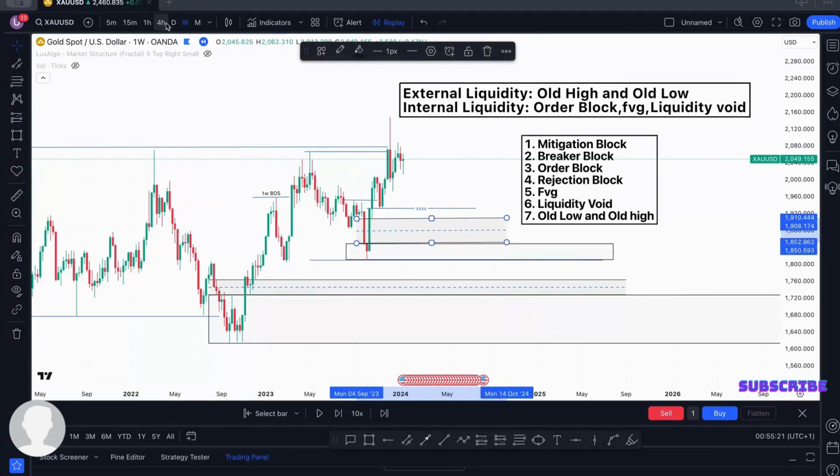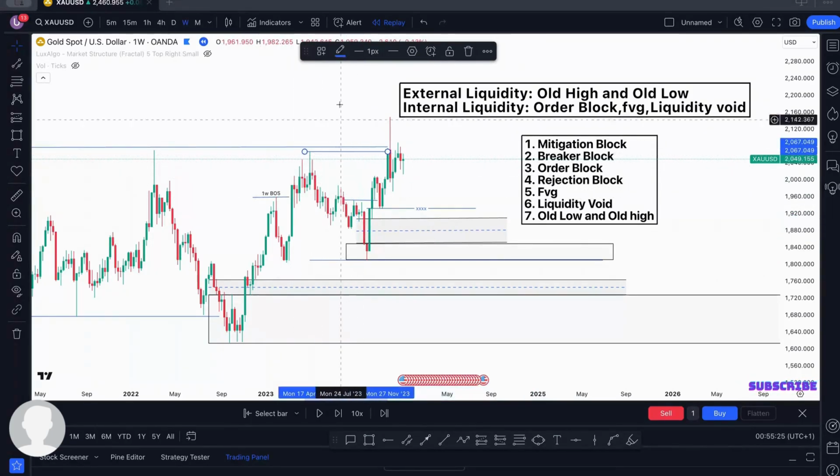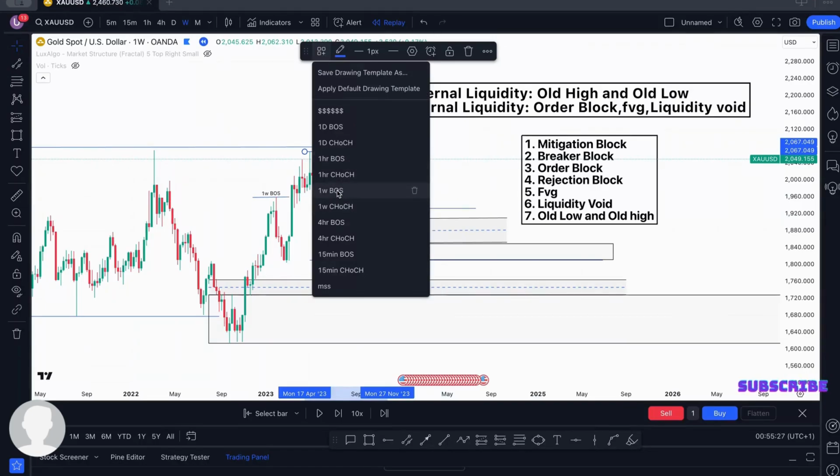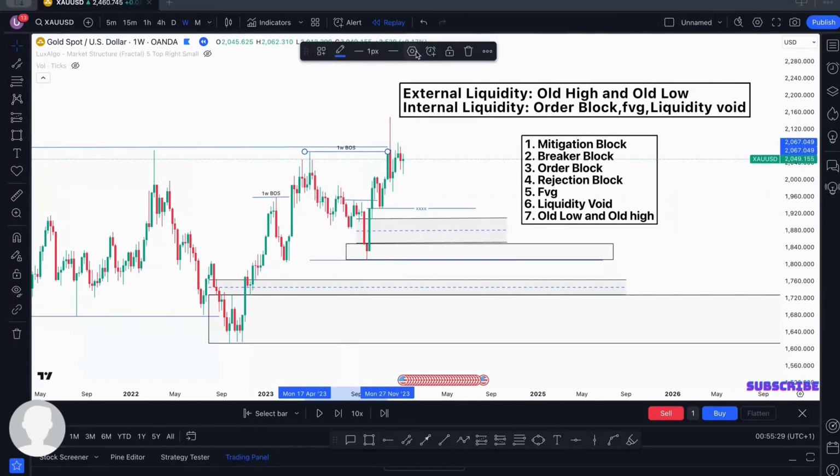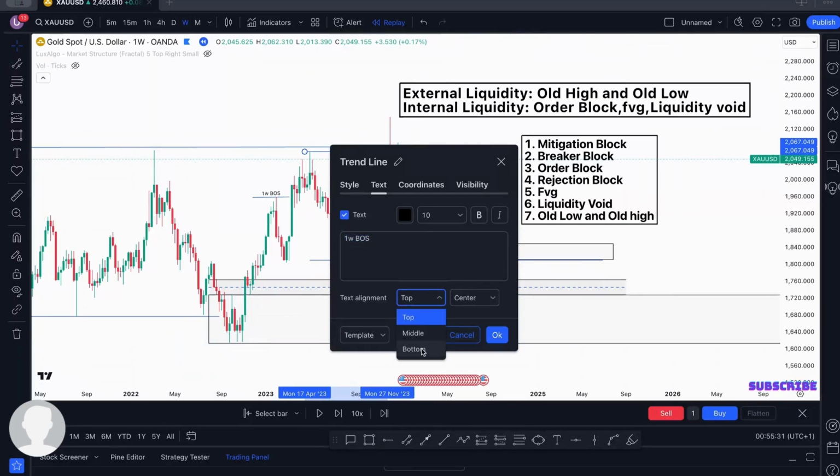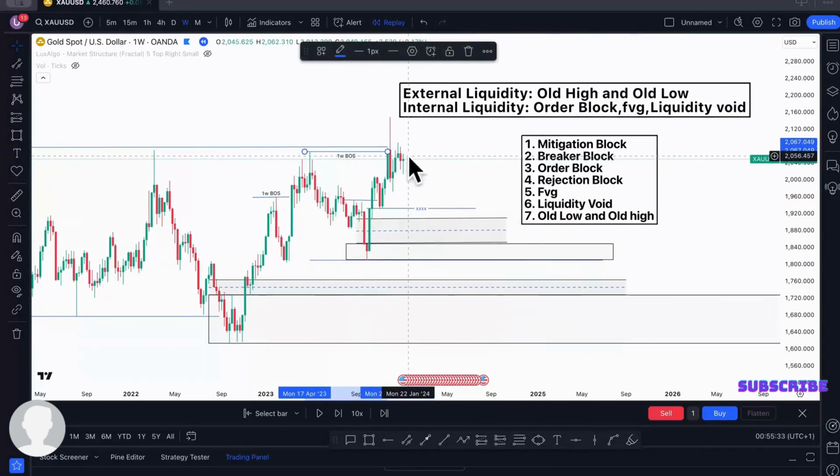Now, if you go down to, sorry, for this 1 week chart, there's a break of structure here. Let me label it. There's a break of structure in that zone there. There's a break of structure in that zone. So we're expecting the market to come back to internal liquidity on a 1 week chart.